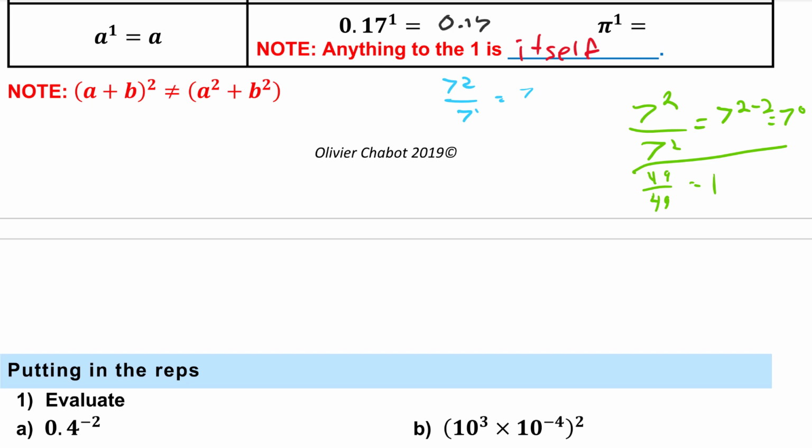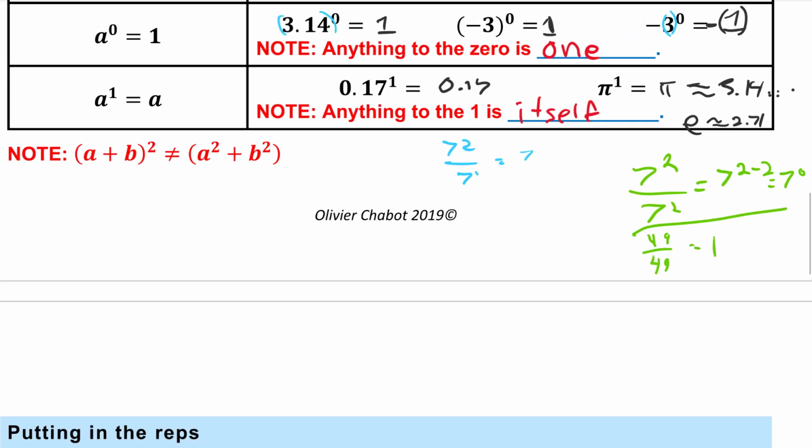And pi to the 1 is pi. Note that this pi here is a number. It's not a variable. A lot of people confuse it as a variable, but it's a number. E, by the way, is 2.71-ish. That's another natural number that goes on forever.